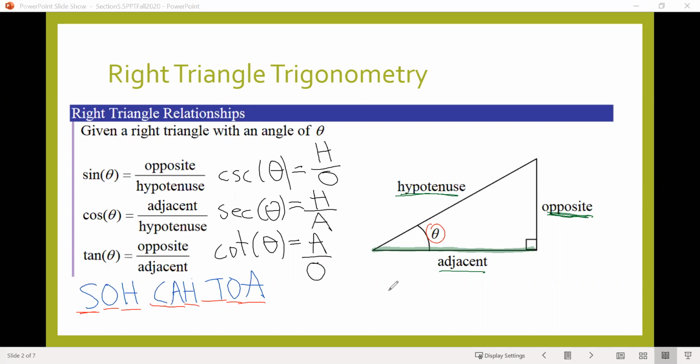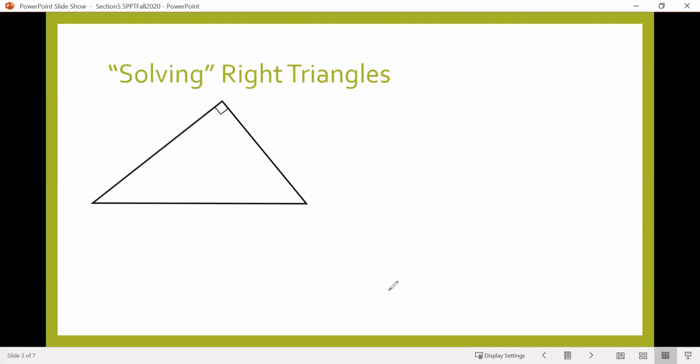Great. Let's apply these now to do some work with right triangles. I'm going to do what I call solving right triangles, which is just a fancy way of saying finding all of the missing information. So I'm going to add some information to this triangle. This lower angle here has a measure of 65 degrees, and the side right next to it has a length of 5 feet. What we need to do is find all of the missing information here.